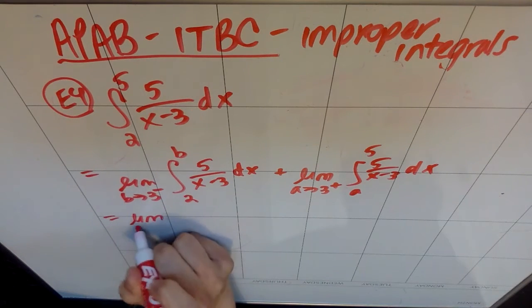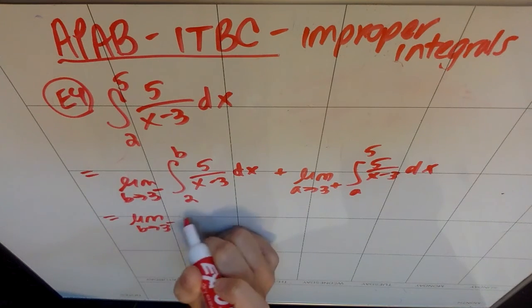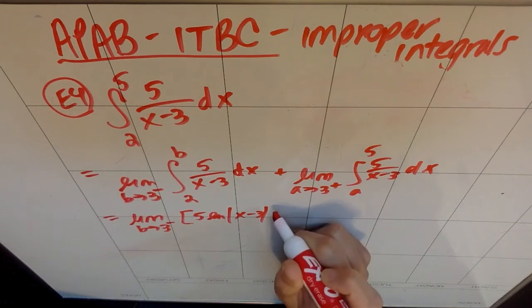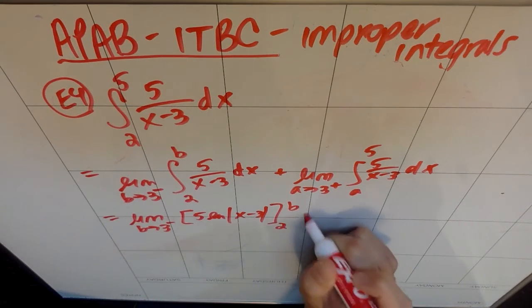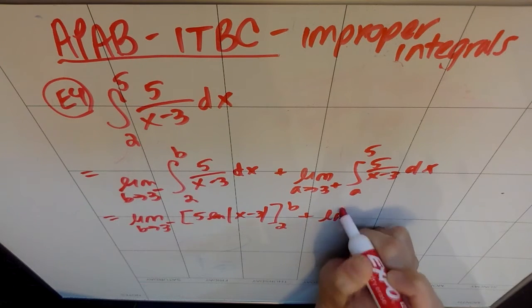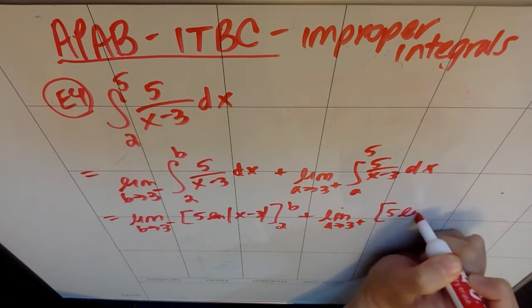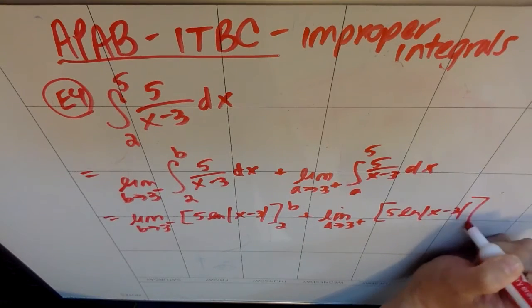So this is going to be the limit as b approaches 3 from the left of 5 natural log of the absolute value of x minus 3 from 2 to b, plus the same exact thing, but now we're doing a approaches 3 from the right, and we're going to do the 5 natural log of the absolute value of x minus 3 from a to 5.